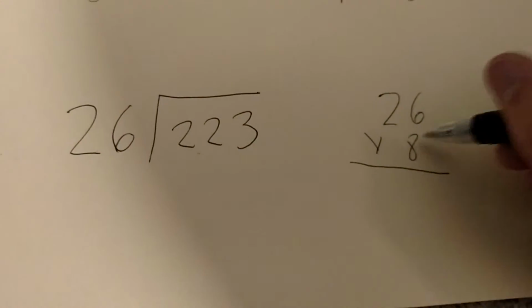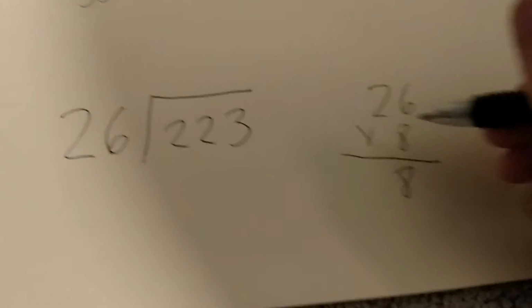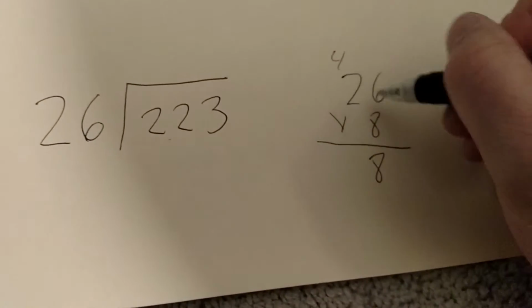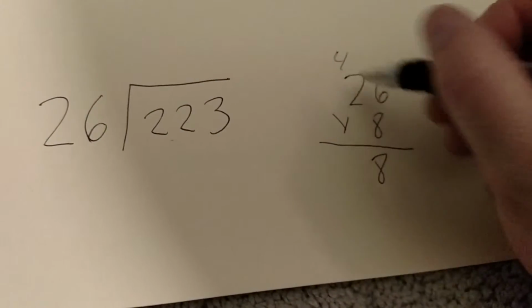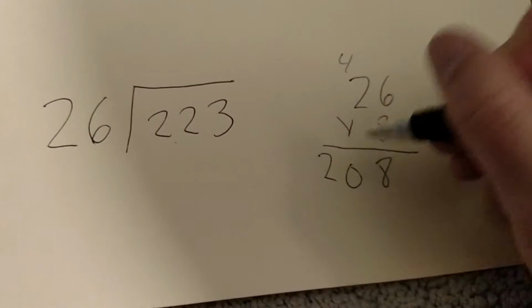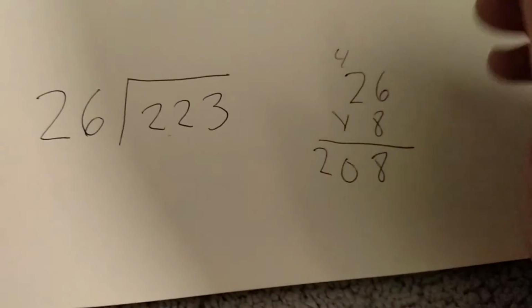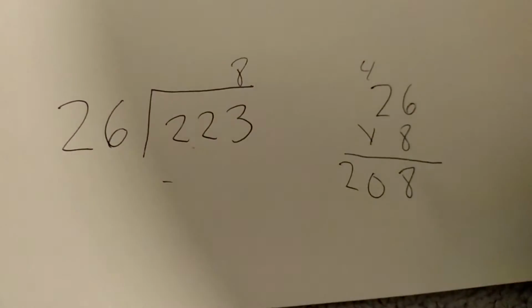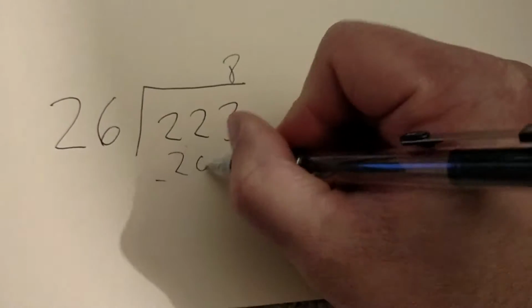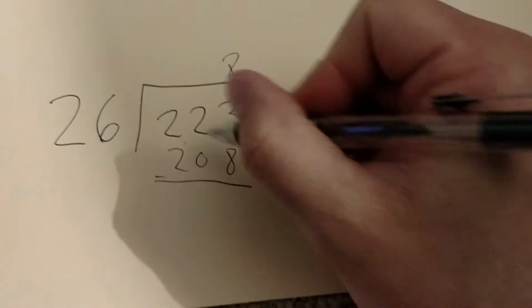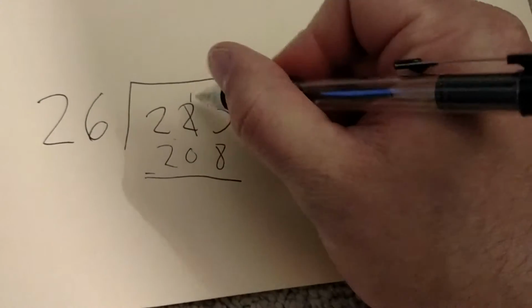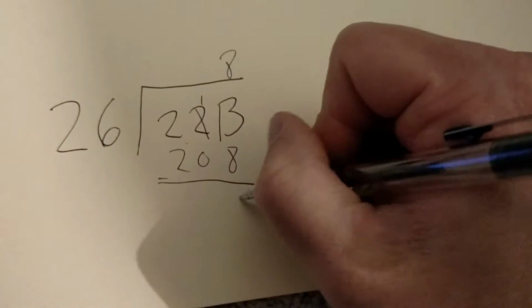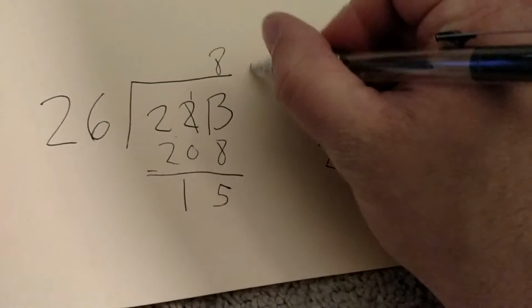So 6 times 8 is 48. And by 4. 8 times 2 is 16 plus 4 is 20. And that's going to be perfect, because I know if I had another 26 to that, it's going to be too high. So I have 8, and then I minus my 208. And I got to borrow. And that gives me 5, and that gives me 15. I have a remainder of 15.